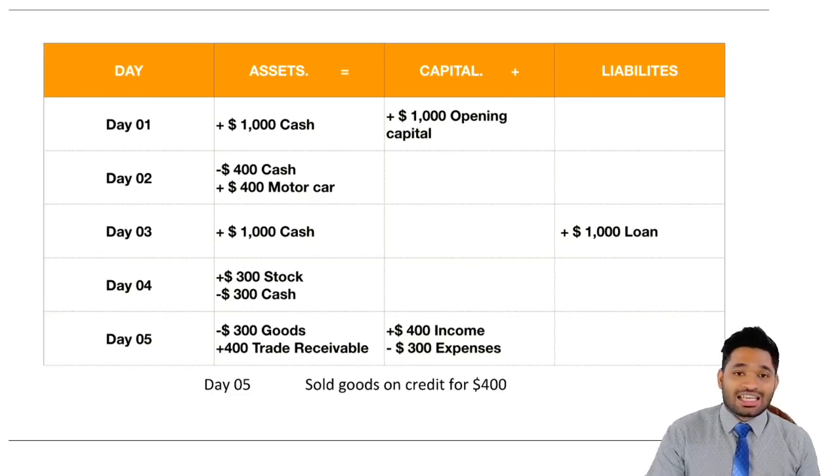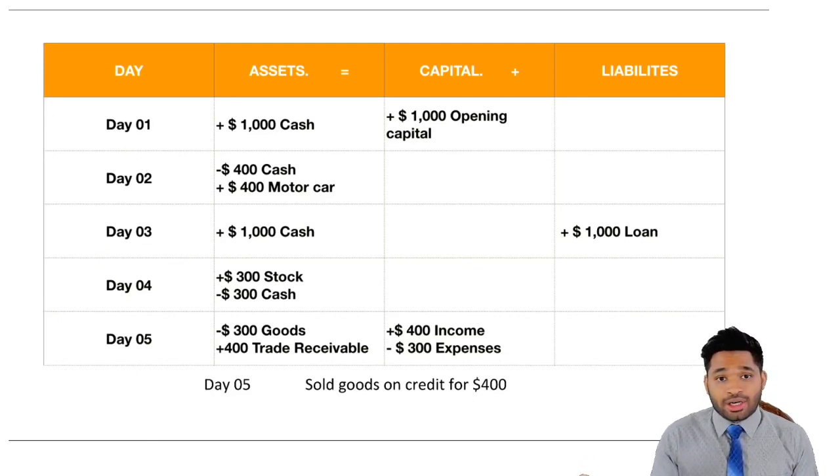So when you look at the capital cell here, under the capital column, right? You see that I have added the income of 400 and I have reduced the expense of 300. So your net effect is how much? 100, which is the owner's profits. Okay? Right. So this is how you record these transactions on the basic accounting equation.